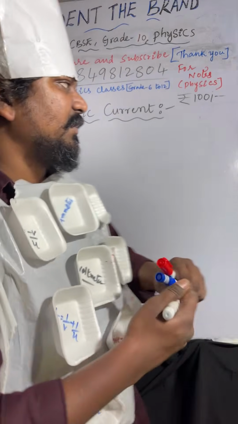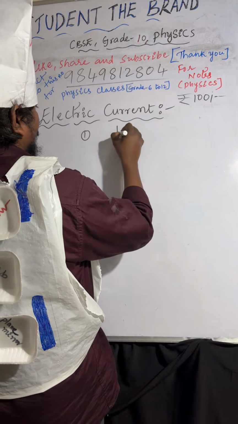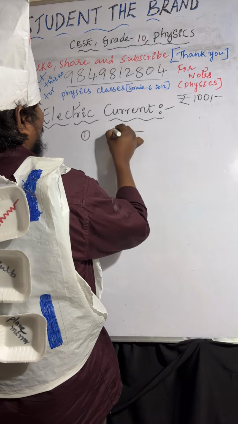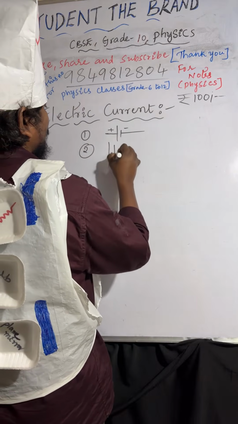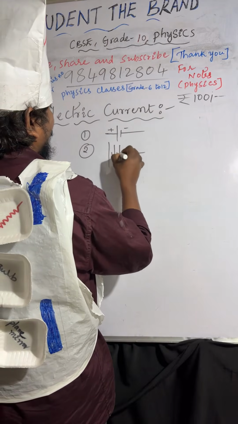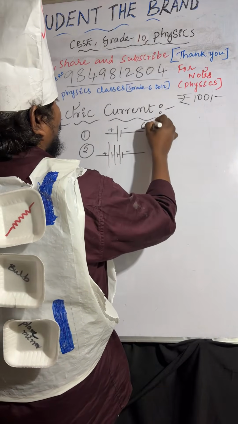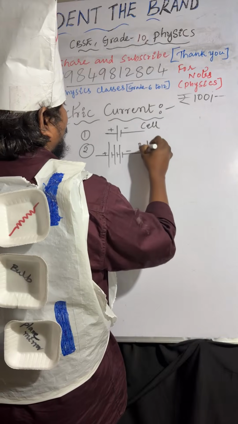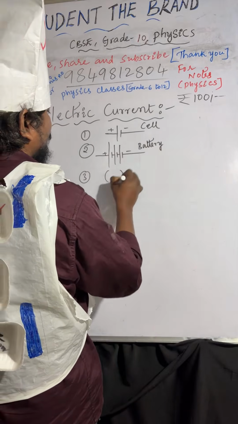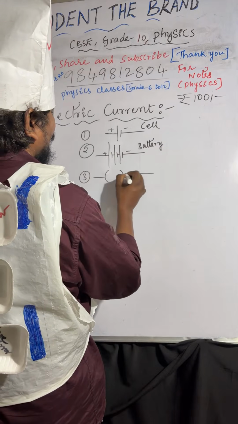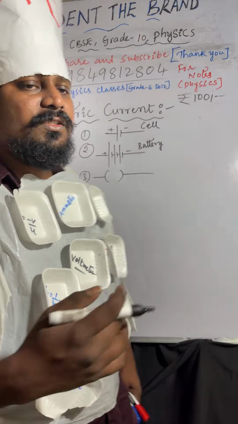Okay, point number 1, cell. This is the cell, with a positive terminal and a negative terminal. Second one is battery, two or more cells together. So positive terminal, negative terminal, cell, battery is here. Coming to the third one, open switch. This is an open switch. And next one, closed switch.